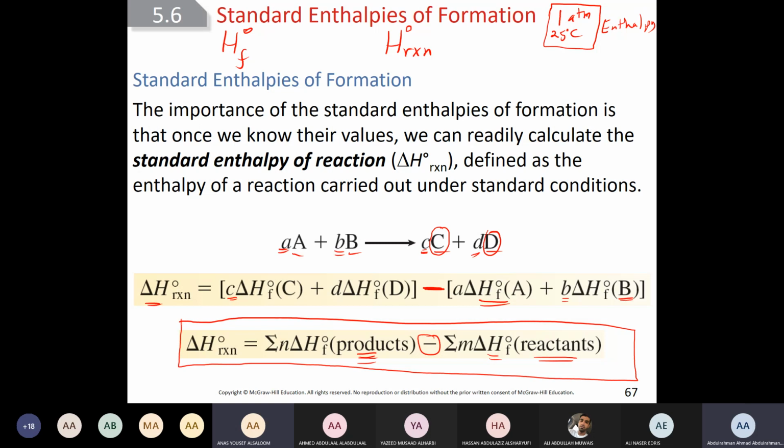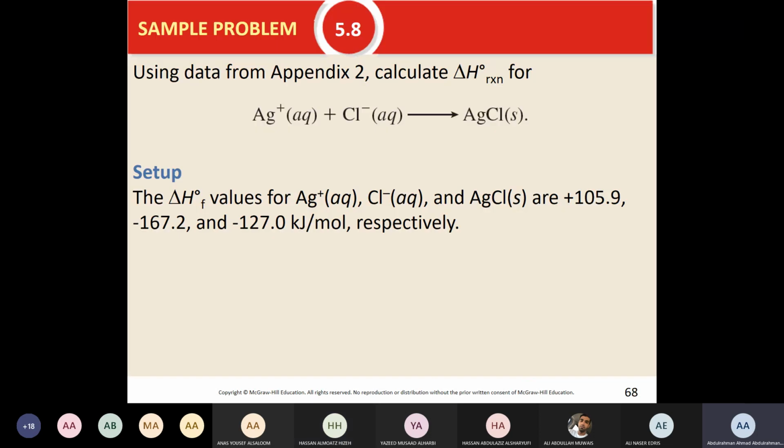Doctor, what do the N and M represent? M and N are the coefficients. In this case, they are the coefficients of C and D and of A and B. Doctor, is heat of formation always 0? No. Everything has a heat of formation except the standard elements, which are naturally occurring. Okay. Now, let's apply this here.